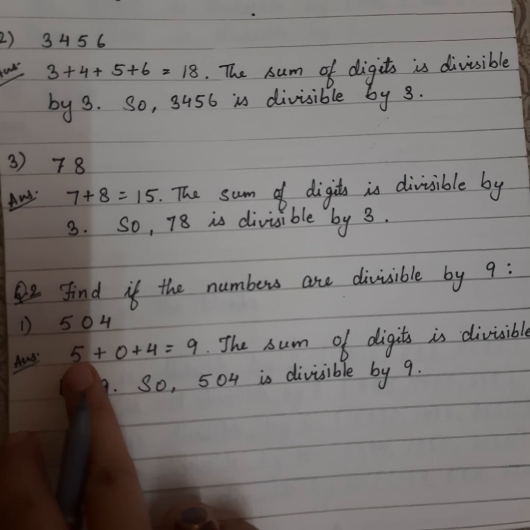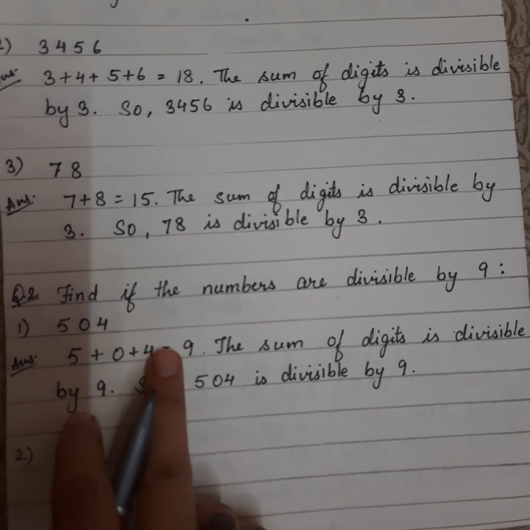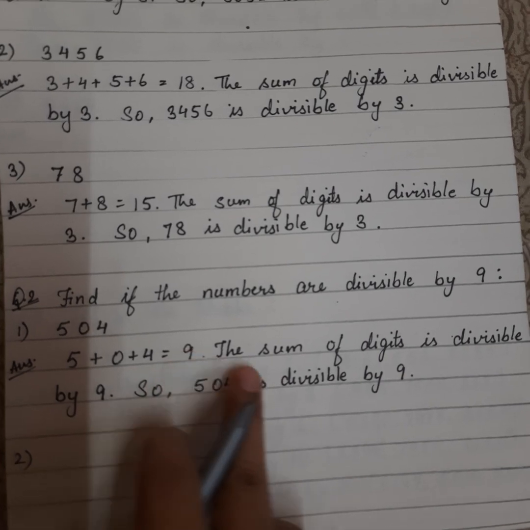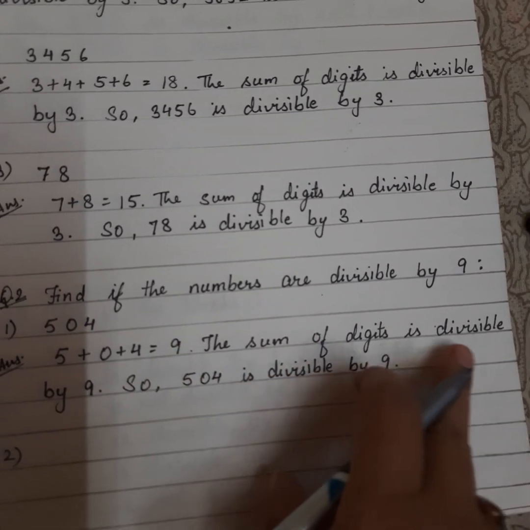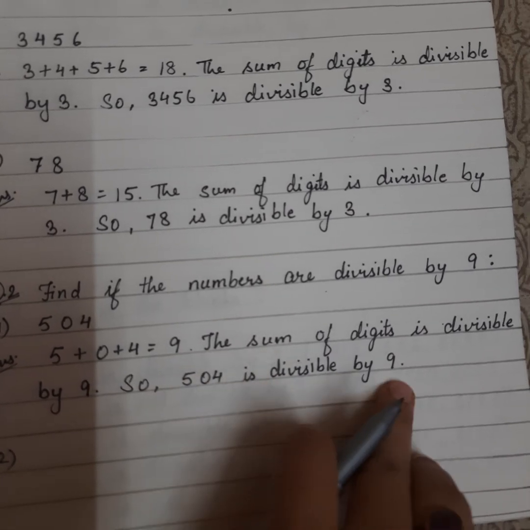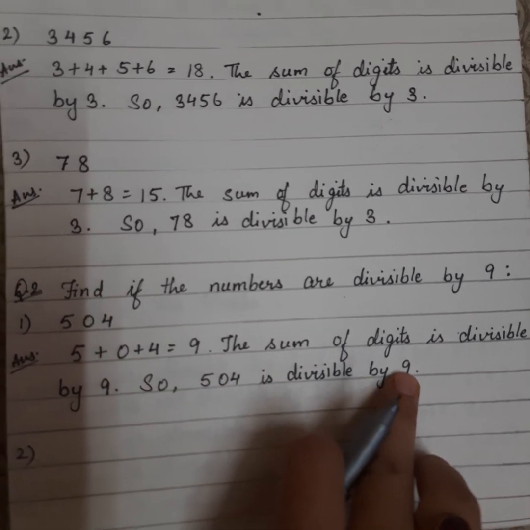So as you can see, 5 plus 0 plus 4. So 5 plus 0 plus 4 is 9. The sum of digits is divisible by 9. So 504 is also divisible by 9.